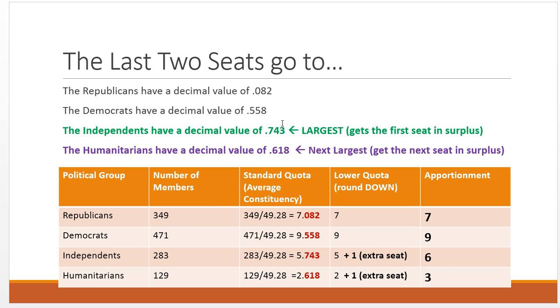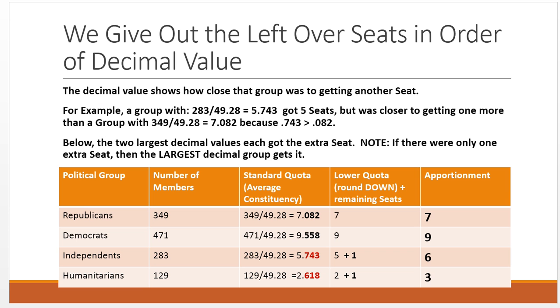And so when we hand out those 2 surplus seats, we hand out the first one to the Independents, we hand out the second one to the Humanitarians. And when we do that, we can double check our total. In the end, we've given out 7 and 9 is 16, and 6 is 22, and 3 is 25 seats, and that's exactly what we wanted to do. So these are 2 examples of the Hamiltonian method for apportionment.